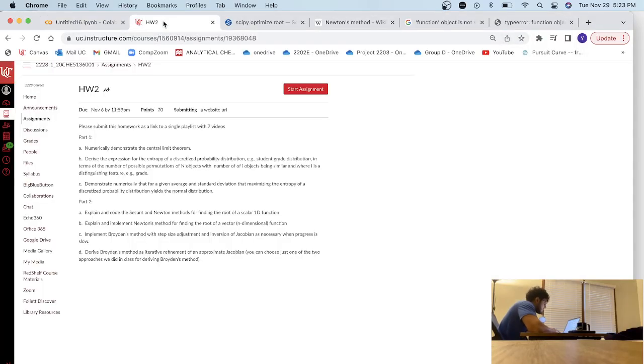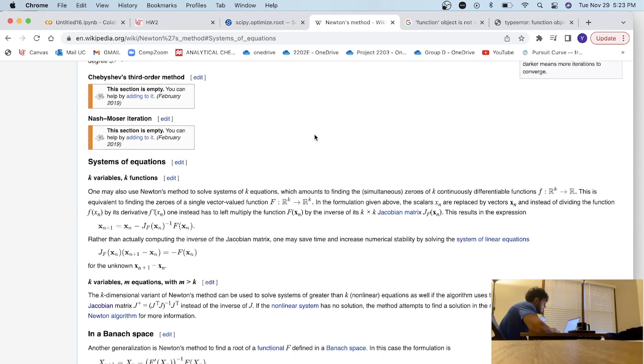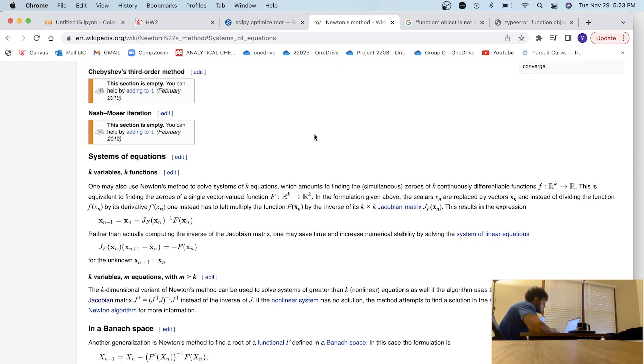For this video, we're going to be doing homework 2, part B. We're going to explain and implement Newton's method for finding the root of a vector, n-dimensional function. So basically, we're going to be using a system of equations of k variables and k functions.